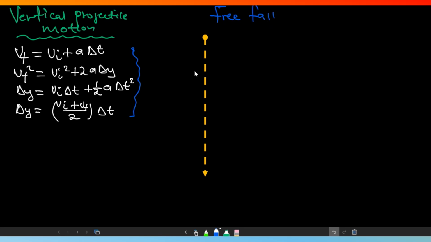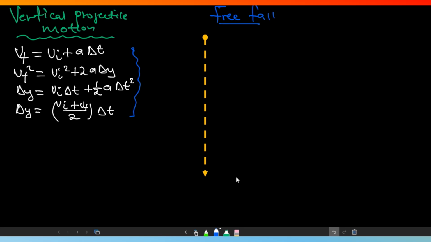In vertical projectile motion we are dealing with motion that is either thrown upward or dropped downwards, where the only force acting on the object, let's say a ball, is the force of gravity. If you receive any problem where the forces acting on the ball are two, three or more, just know that it is not in free fall.